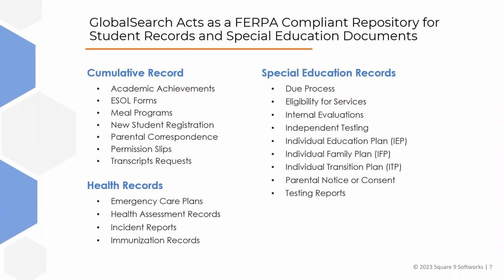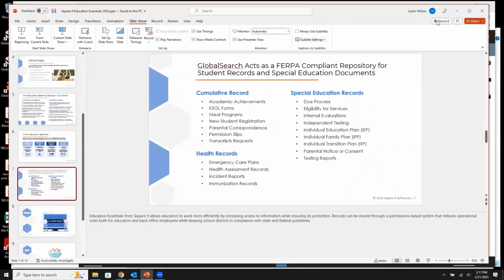And then for those folks that have special education departments, being able to store all of the records associated with the special education needs. So whether it's IEPs, whether it's parental notice, whether it's ITPs, whether it's testing reports, those types of things, being able to store those once again in another secure environment is certainly useful. So how do we do all these things? It's a great question. Thanks for asking.